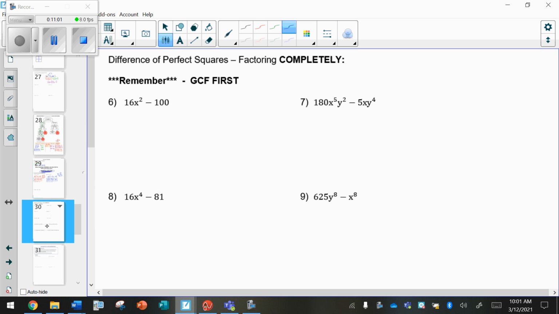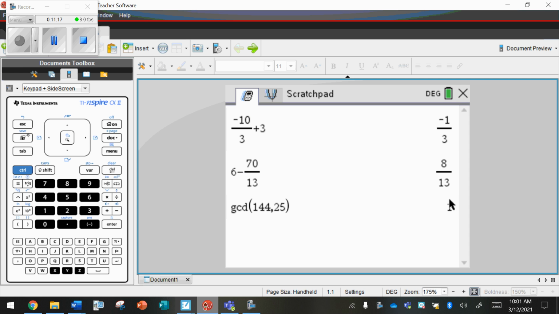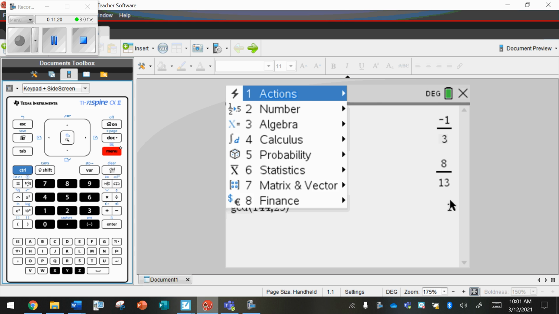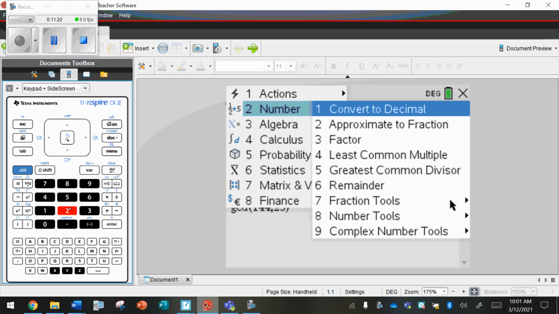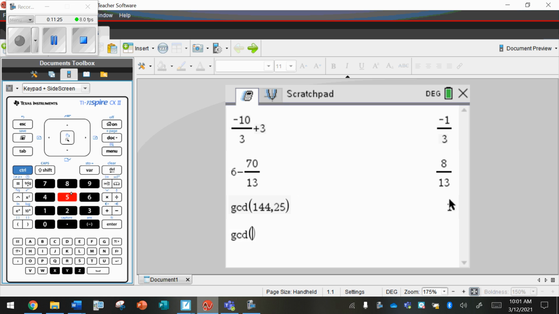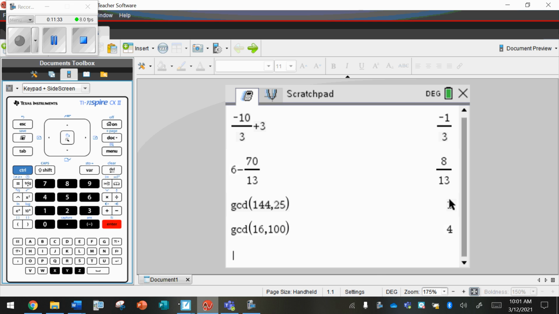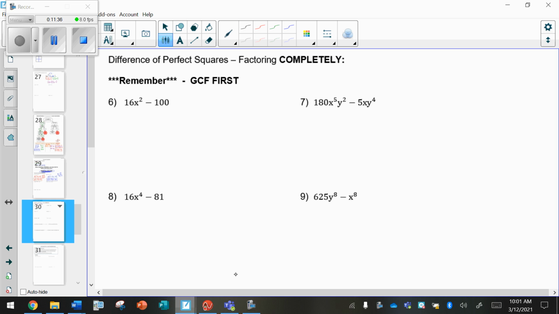All right, turn the page. We're going to go to the next page and do this with some difference of perfect squares. So we'll do one or two of these. GCF first. So between a 16 and a 100. If you're not sure about the GCF, you go over to your calculator. You do menu, option 2 for numbers, option 5 for greatest common divisor. And the numbers we're working with here are 16 and 100. GCF is 4. Calculator takes care of that for you. So you need to be able to divide out a 4.